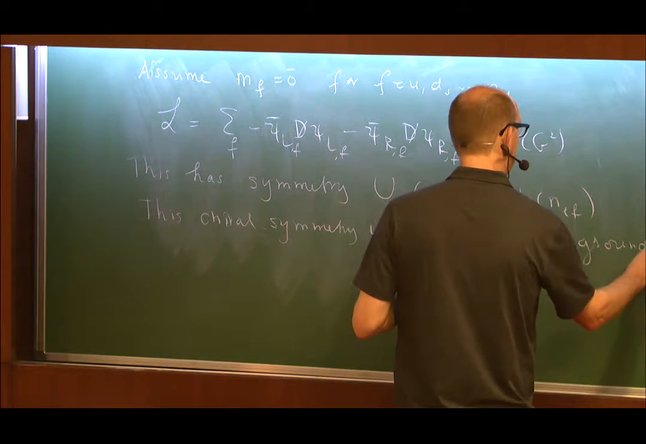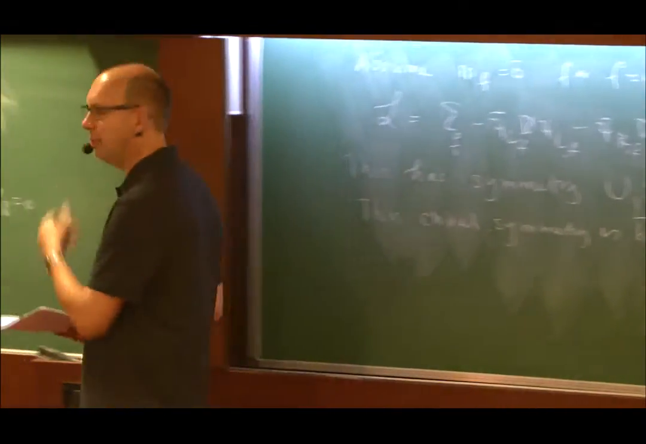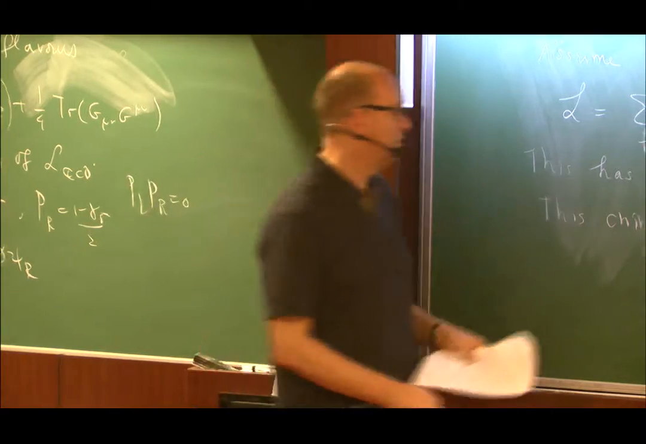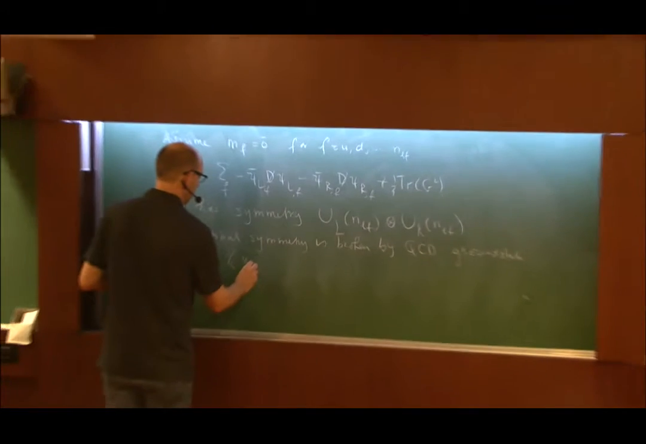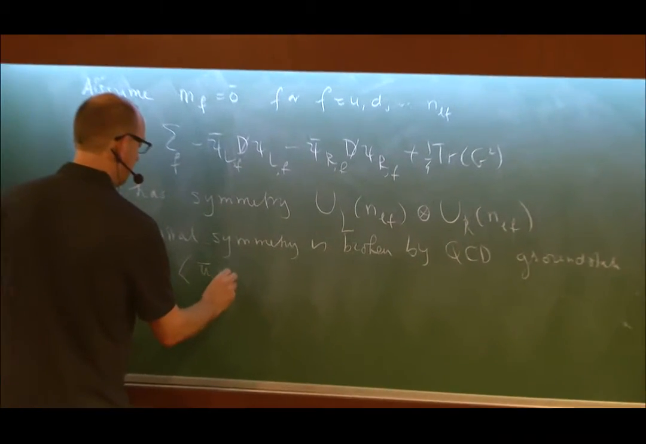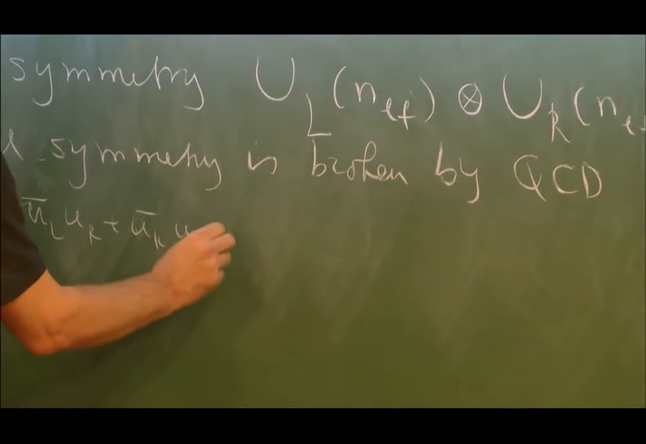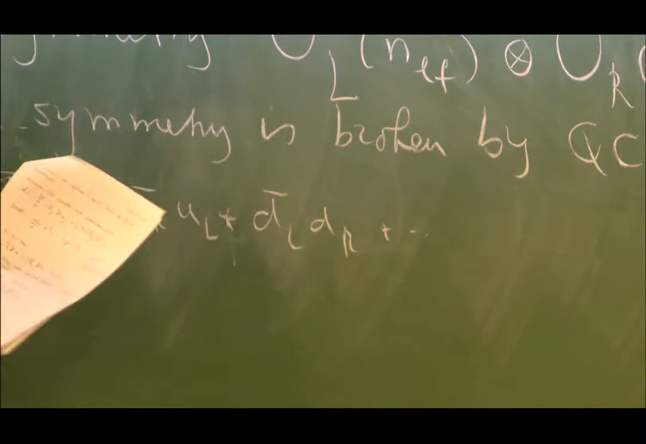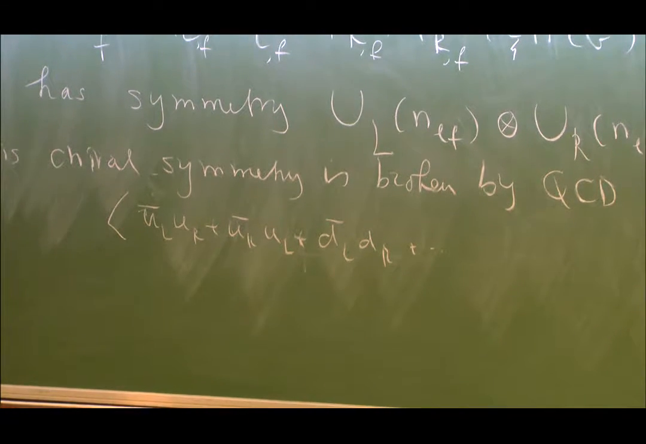So we assume that QCD has a non-zero condensate, bound states of quarks, a bit like the mass term, and that mixes left and right. So the ground state is something like this, UL UR plus UR UL plus DL DR, etc. As a condensate, something that binds them in the ground state. The reason we think that is actually because of the consequence of this.